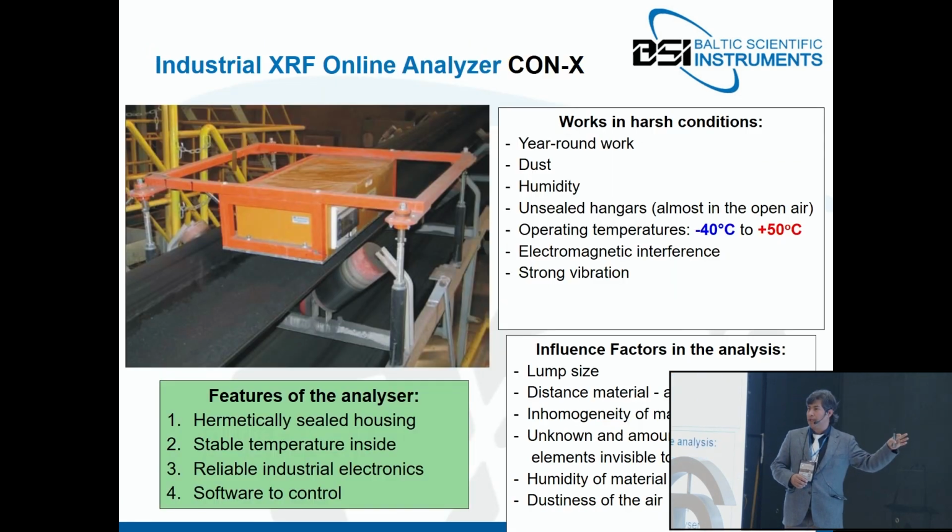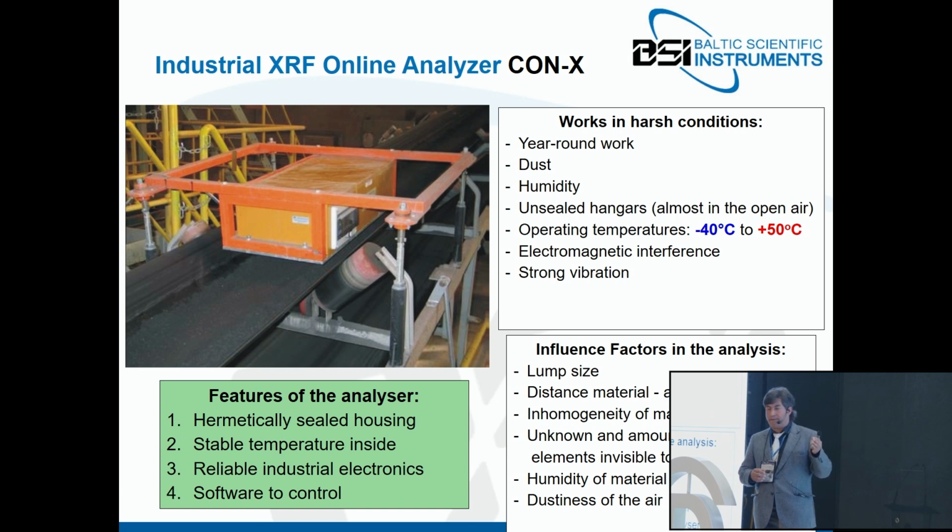This is a picture of the analyzer already installed on a conveyor belt. It is not a laboratory analyzer. It is for industrial purposes. It has been designed to work year-round in harsh conditions. It is hermetically sealed, so it can operate in dusty or humid environments, almost in the open air. Inside, the temperature is stable, so it can operate in a range of temperatures from -40 to +50 degrees. And due to the metallic case and the reliable electronics, it is resistant to electromagnetic interference and strong vibrations.